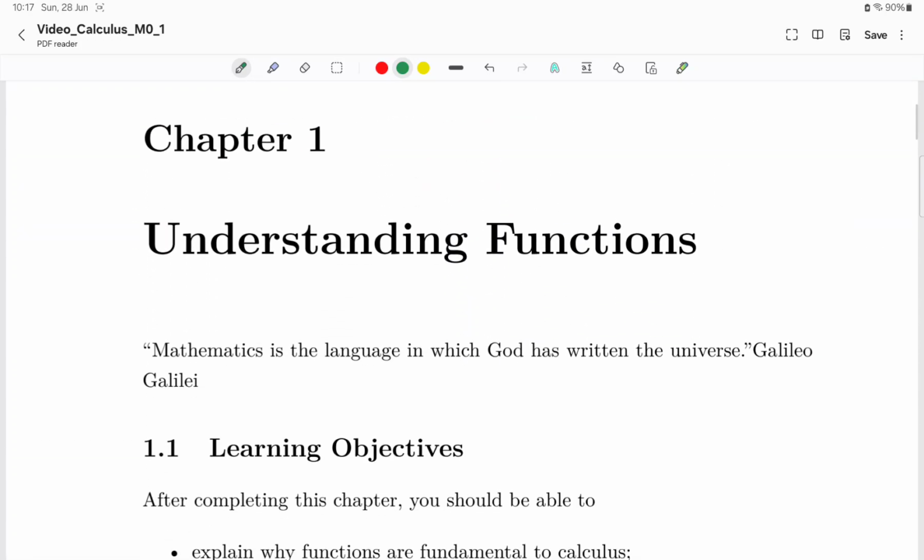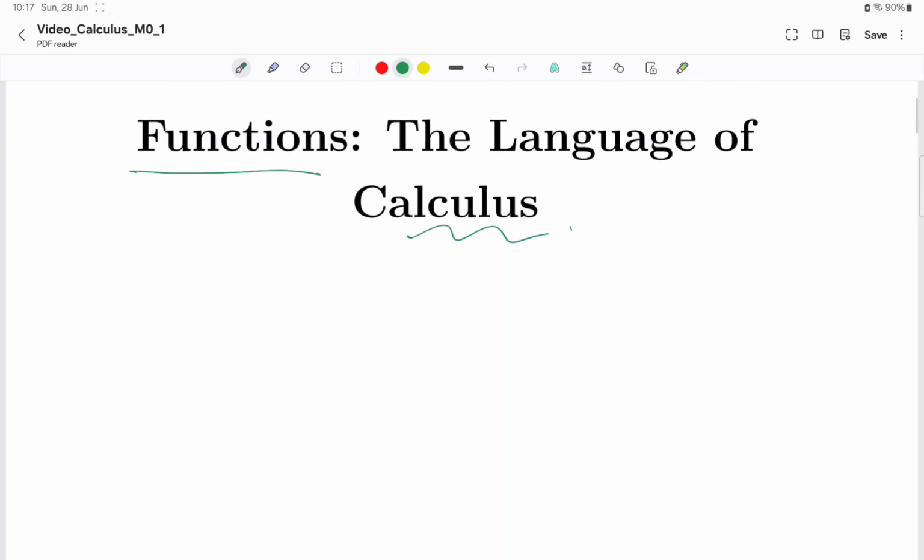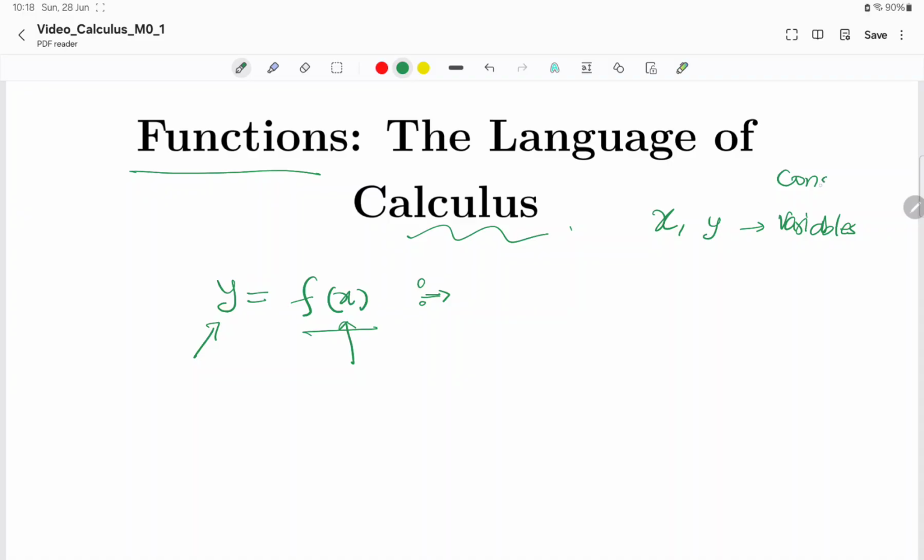So we'll understand functions. Let me write something like y equal to f(x). We understand y equal to f(x) as y is a function of x. Here, x and y are variables. Variables are those things which are allowed to vary. Apart from variables, there are constants. For example, 5 is a constant because this number is fixed. 5 or 10 or 2. But variables can take different values at different times.